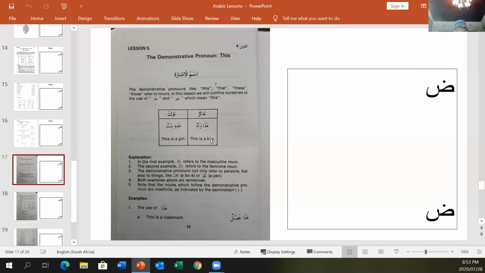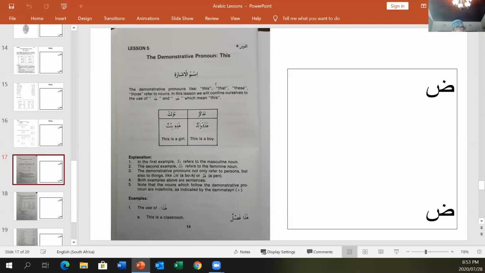But the word "is" is not hadha itself, nor is it waladun, okay? So therefore we can see hadha waladun is this, is a boy. Waladun will always be a boy. Hadha will always be this. But to make sense here, we say hadha, this is a boy, okay?